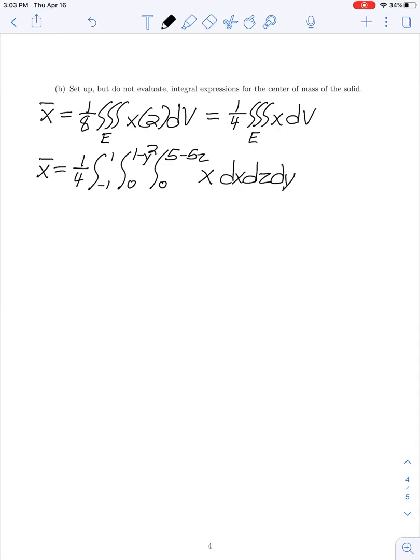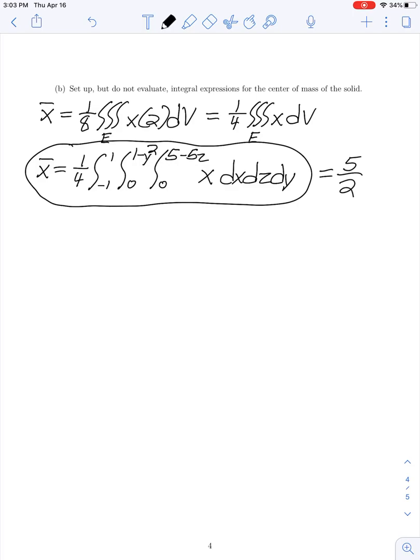So here we're asked to set up this integral but do not evaluate it. So here we would have our integral expression. If you're curious, if you evaluate this, this works out to 5/2. Now for y bar, we would have 1 over the mass times the triple integral over the solid region E of y times our density, which was 2 dv.